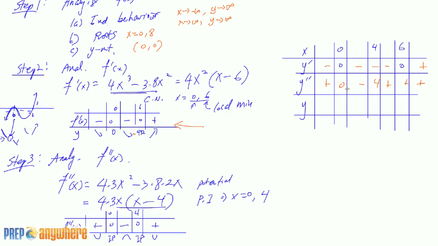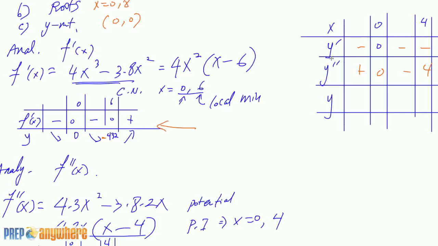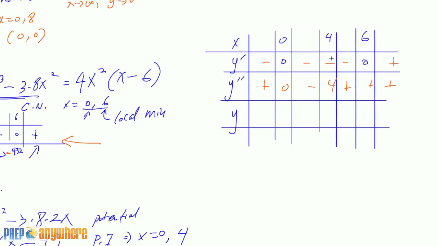Okay, look. Now we have to combine these two pieces of information. It says it's going down, but it's concaving up. So its curvature must be like this. This is still going down, but it's concaving down, so it must be like this. This is still 0, so that's an inflection point.